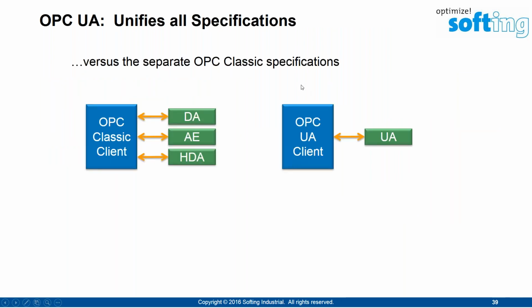OPC UA unifies the 3 specifications. So it unifies data access, historical data, and alarms and events into one address space. So now a single OPC UA server can support all three specifications. It doesn't mean that they all support it, but now the technology was done in a way that a single server can support all three specifications. And now clients can rely on a single consistent source.